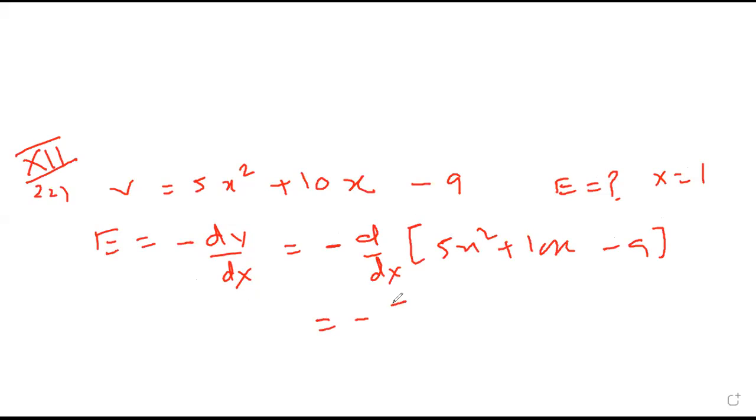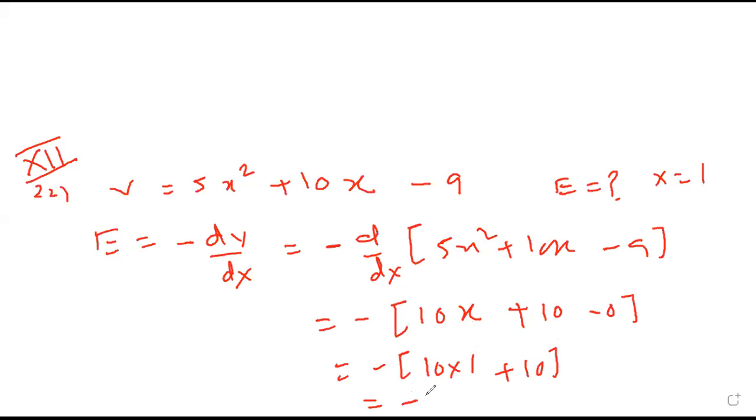Do you know what will be the derivative of 5x square? It is 10x, correct? Yes, sir. Plus 10, and the constant will be 0. So minus of 10 into 1 plus 10, because x is 1. So minus 20 is the answer. Option A.